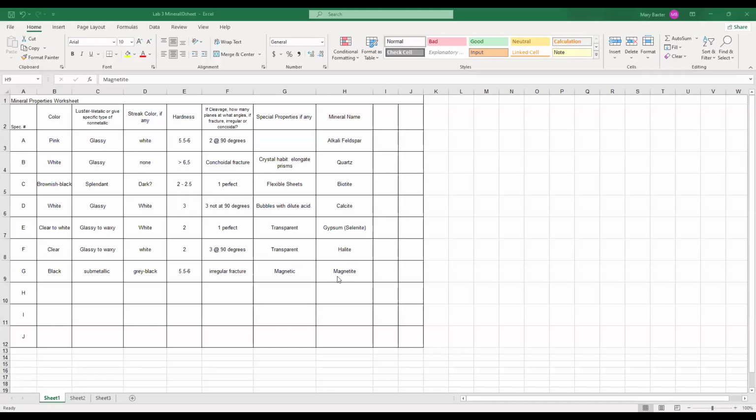Okay. Let's go back out here and bring that up so you can see that last thing that I said here, magnetite. Only 3 left. All right. This is H.